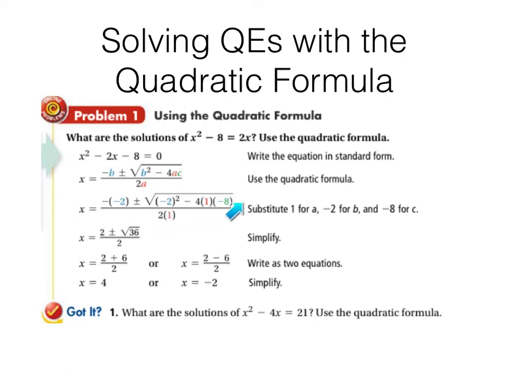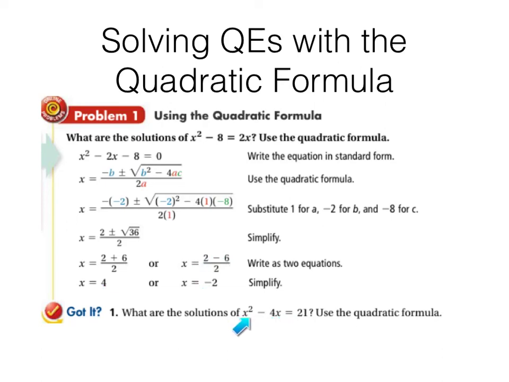So when you do the math inside the radical sign, you get negative 2, the quantity squared, is positive 4, minus 4 times 1 times negative 8 would be minus a negative 32, gives you 4 plus 32, which gives you 36. The square root of 36 is 6, so you have 2 plus 6 over 2 and 2 minus 6 over 2. So you get either 4 or negative 2.